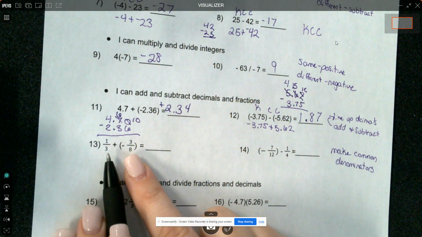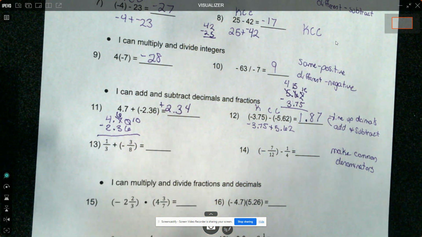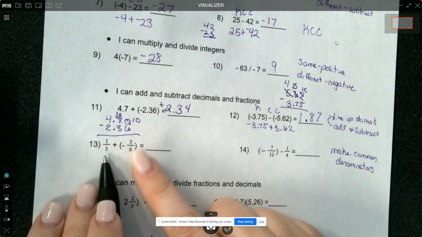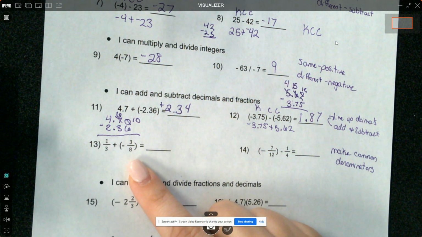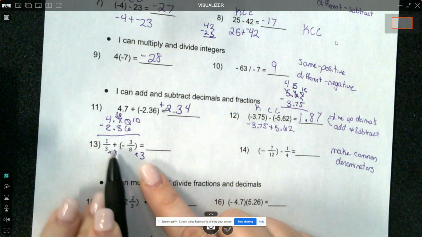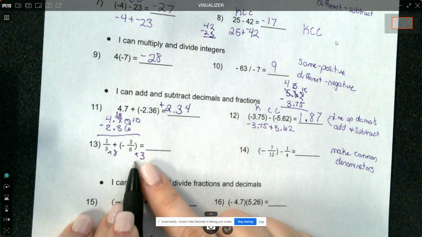So on number 13, I have a 3 and an 8. Those are not common. How can I make them common though? There's no way to make 3 into 8. So what would I do? You go to the least common multiple, which is 24. Another way you can do that if you don't know what the least common multiple is, but it gets you the same answer, is you can just multiply the two numbers together. So 3 times 8 and 8 times 3.